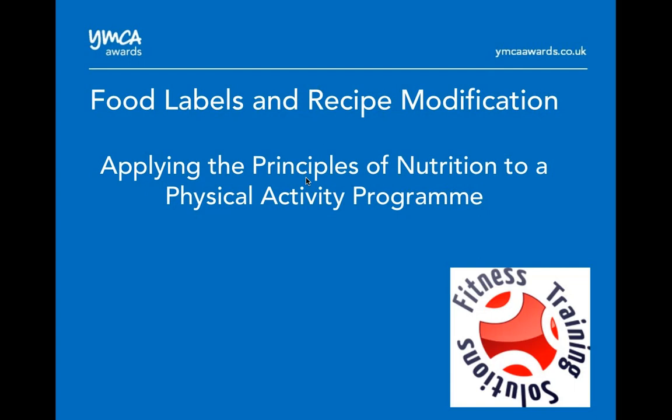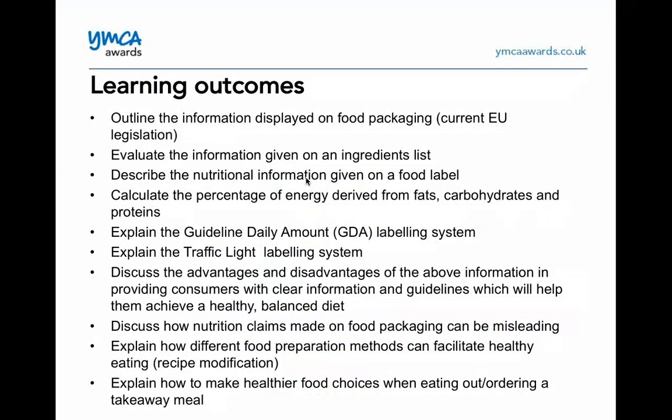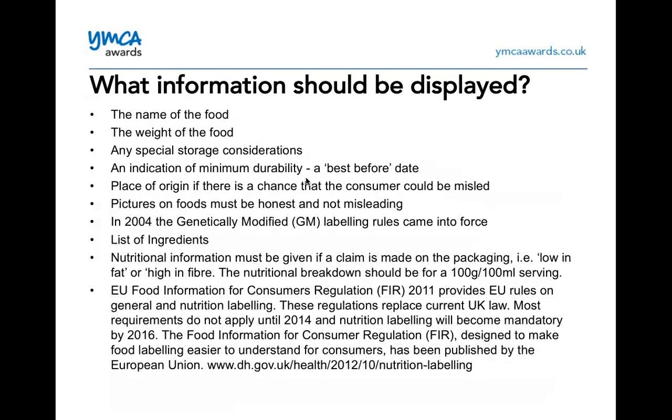Okay, I'm back. The last section we're going to talk about now is food labels and recipe modifications. So again, we're looking at guided daily amounts of food labeling, traffic light systems, food packaging, and we're going to discuss how nutrition claims are made on food packaging and can be misleading. When you're looking at food labels, what information should be displayed? Obviously the name of the food, the weight of the food, any special storage considerations, any indications of durability, for example a best before date.